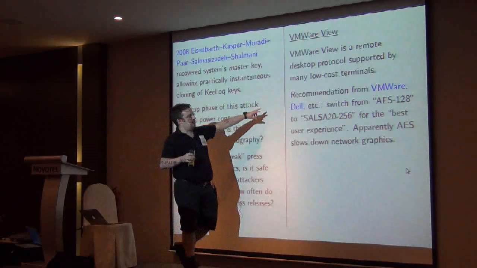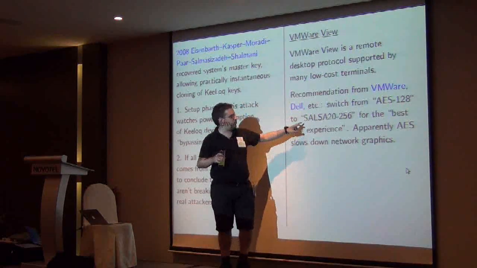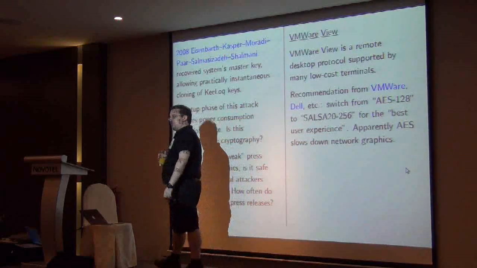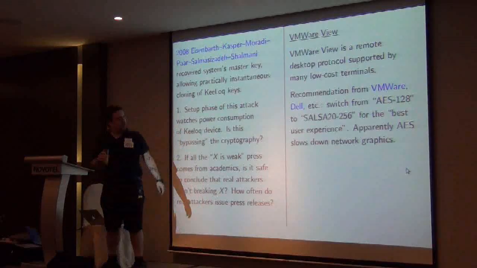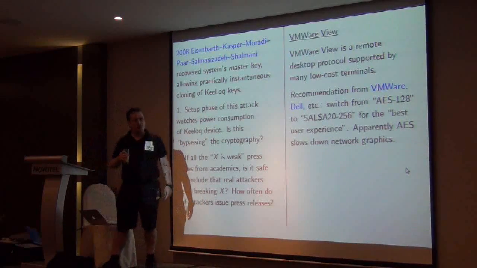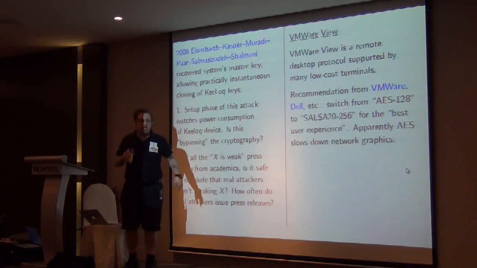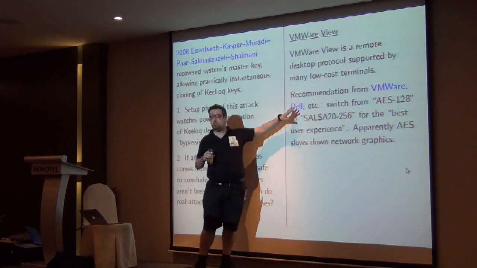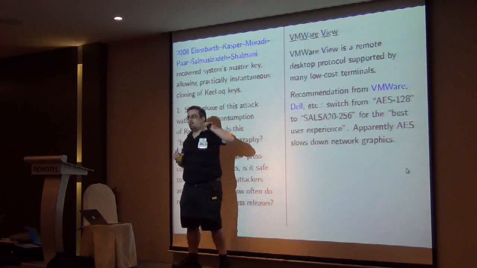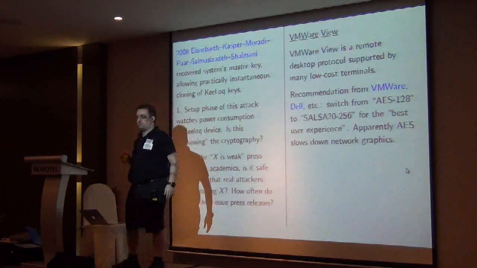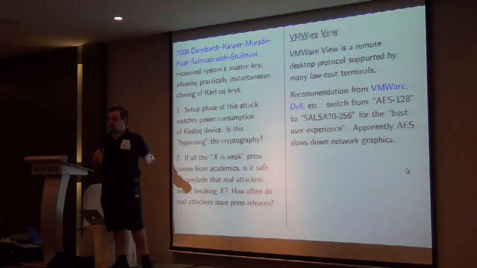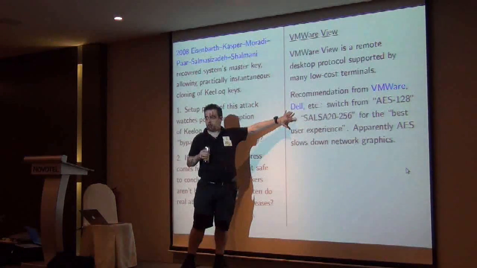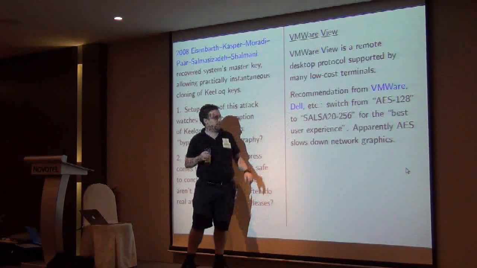Now, if you look at the documentation from VMware or from Dell, then they say you're supposed to switch from AES-128 to Salsa20-256, whatever that is, for the best user experience. Okay, this is faster. The best user experience refers to there being some speed limit for the hardware here, something like 5 megabits per second of network graphics, which AES can successfully encrypt. And if you switch to something faster on that hardware, then you will get faster graphics and the users are happier. So they recommend that.